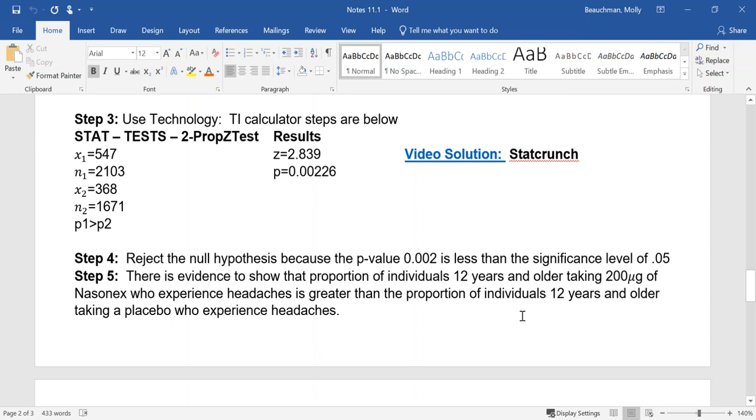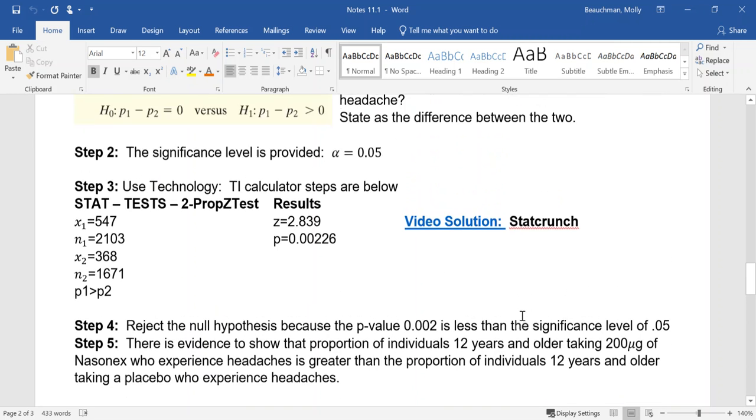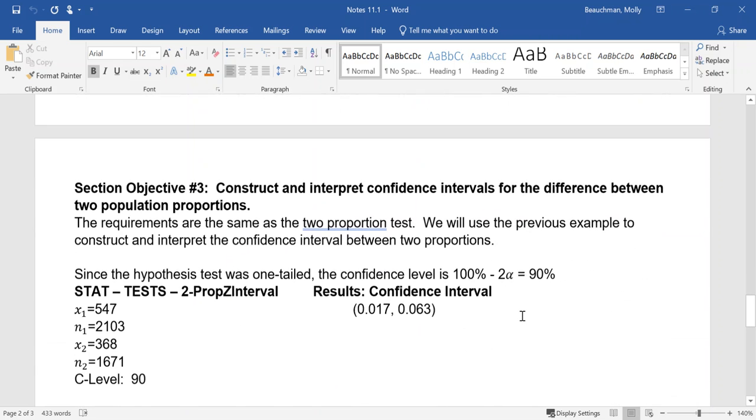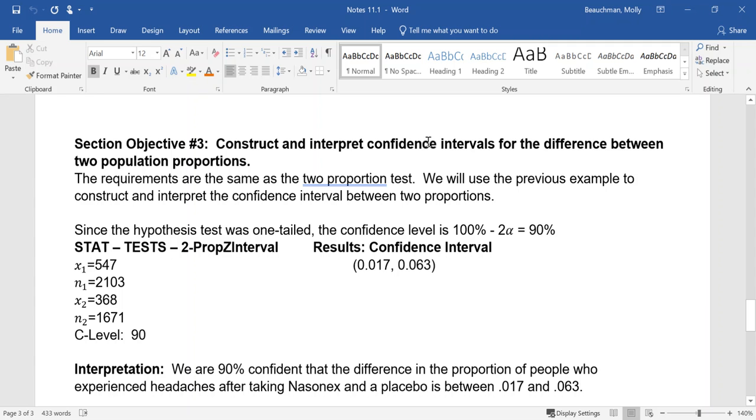So then that's taking the test. The next thing we're going to do is construct a confidence interval for the same situation. The requirements are the same as the two proportion test. We'll use the previous example to construct and interpret a confidence interval. So if you're constructing a confidence interval that matches the hypothesis test, this hypothesis test was one-tailed, then the confidence level is 100% minus 2 times alpha, so we want a 90% confidence interval.